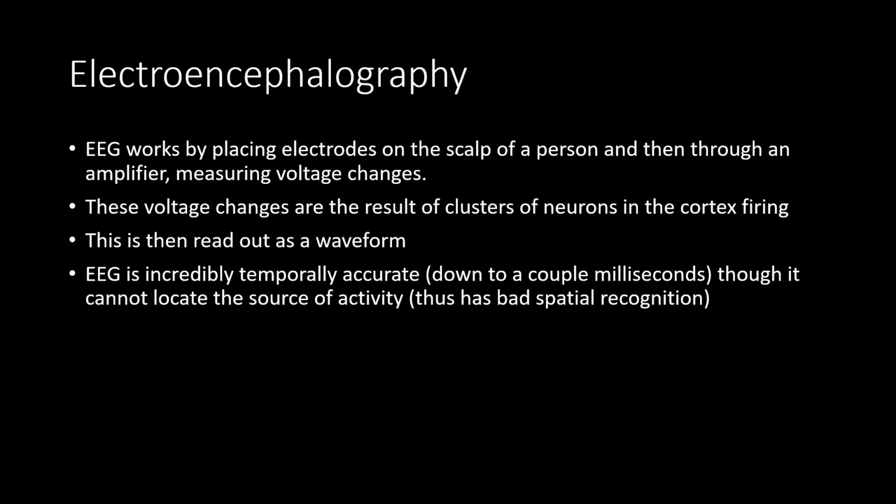Now, EEG is incredibly temporally accurate. By that I mean you're able to measure changes in activation in the cortex down to a couple of milliseconds, which is pretty unbelievable. But EEG is incredibly limited in trying to figure out where that activity is coming from. Its spatial resolution is quite bad. Now, it is also worth noting that an EEG cannot measure activity from deeper down in your brain.